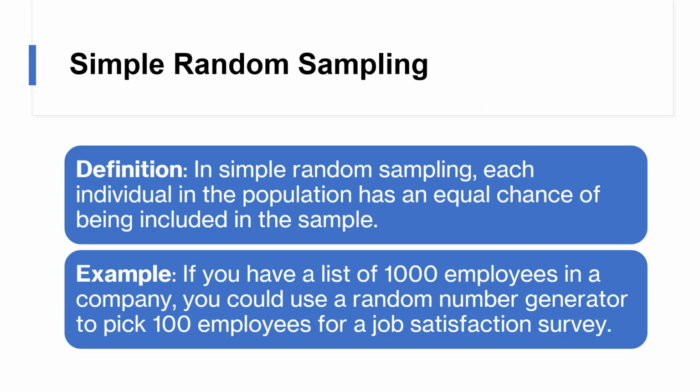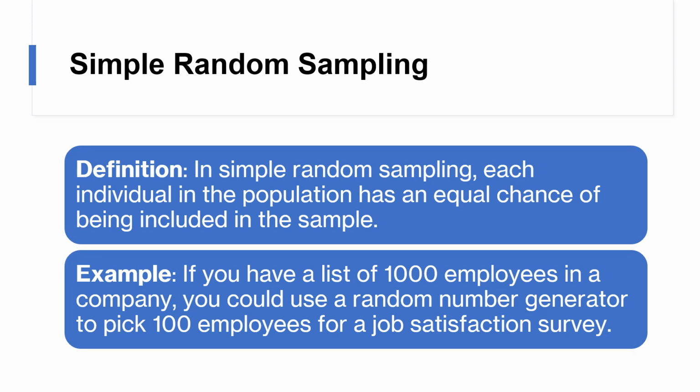Simple random sampling, by definition, is a method in which every individual in the population has an equal chance of being included in the sample. For example, if you have a list of 1,000 employees in your company, you could randomly pick, using a random number generator, 100 employees for a job satisfaction survey.